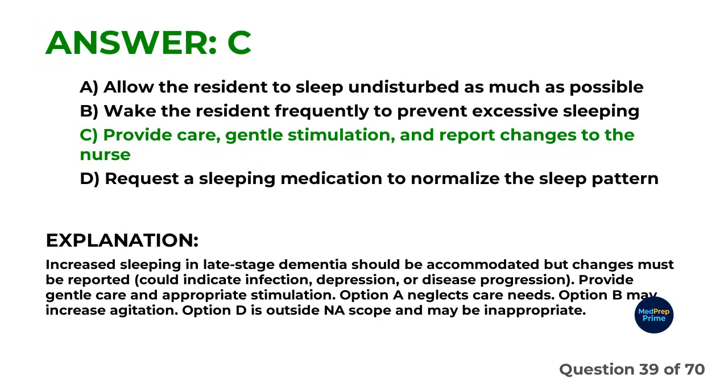Correct answer C. Increased sleeping in late-stage dementia should be accommodated, but changes must be reported. Could indicate infection, depression, or disease progression. Provide gentle care and appropriate stimulation. Option A neglects care needs. Option B may increase agitation. Option D is outside NA scope and may be inappropriate.